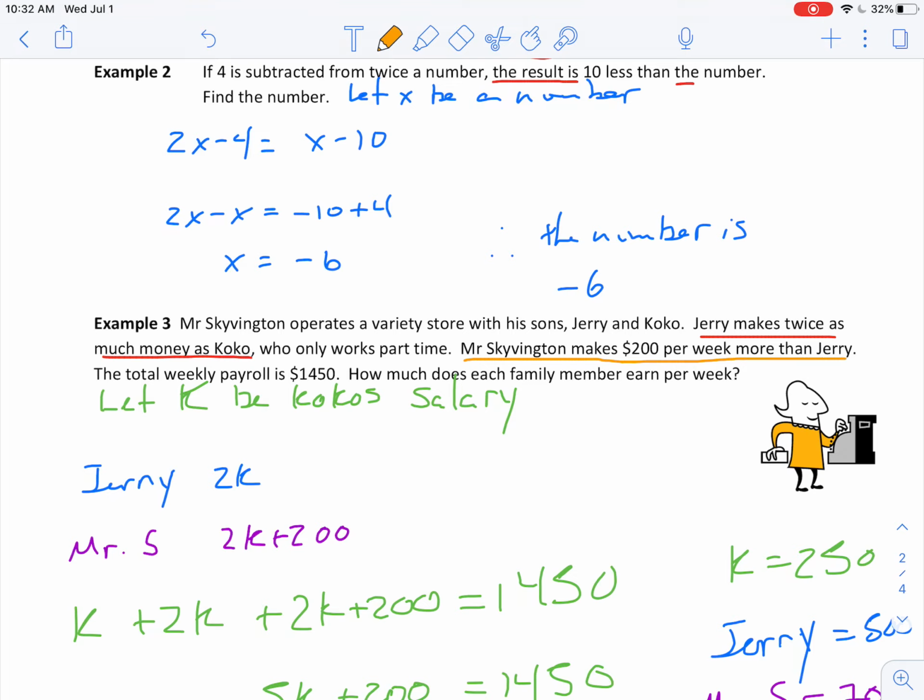So those are the pieces of information we need to keep in mind. We're going to compare everything to Coco. So let K be Coco's salary. Well, if Jerry makes twice as much as Coco, then Jerry makes 2K, and Mr. S makes 200 more than Jerry, so that's 2K plus 200.